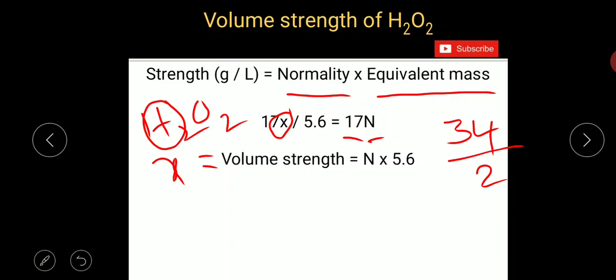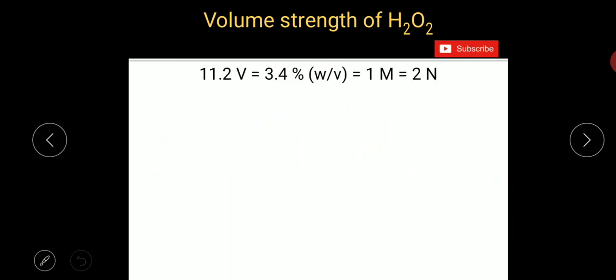Not only that, we have a few more relations also. 11.2 volume strength of hydrogen peroxide is equal to 3.4% weight by volume of hydrogen peroxide, and that is equal to 1 molar hydrogen peroxide, which is equal to 2 normal hydrogen peroxide. So using this relation, you can solve the numericals related to concentration or strength of hydrogen peroxide.